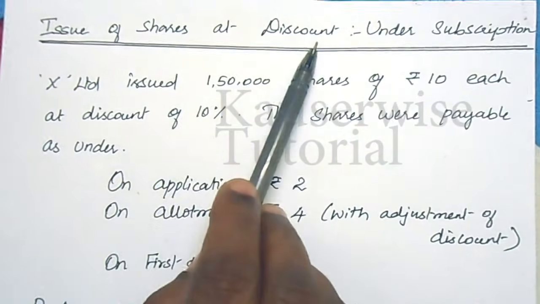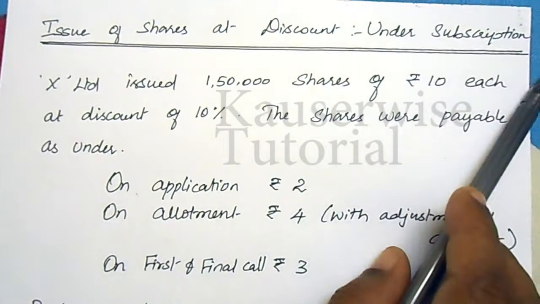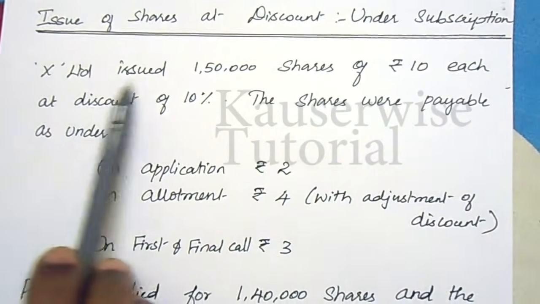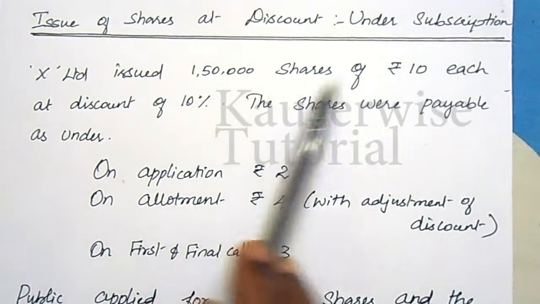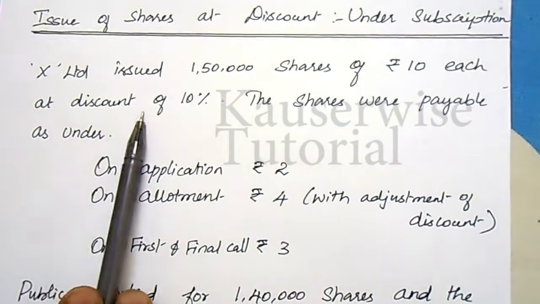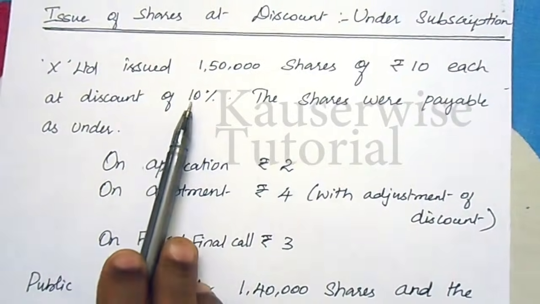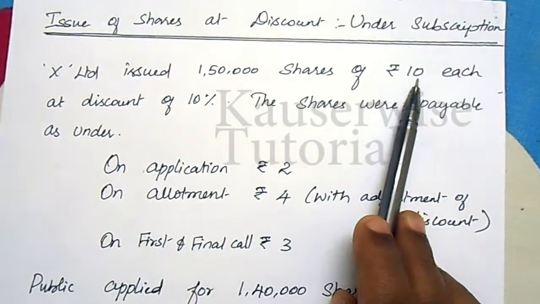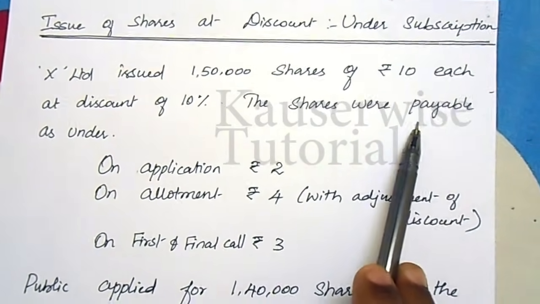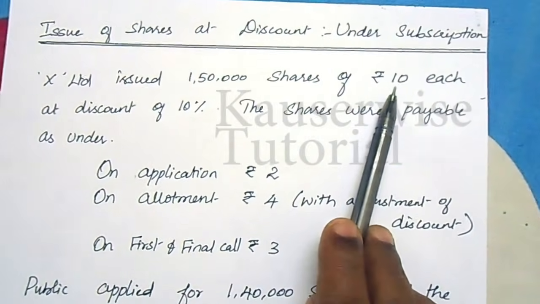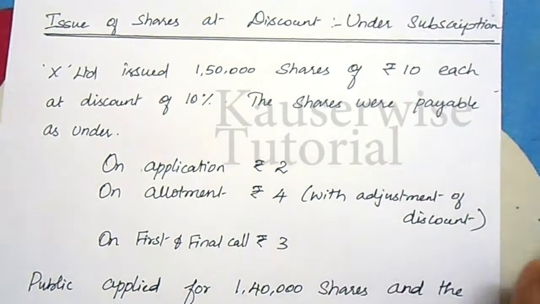Issue of shares at discount when under subscription. See the problem. X Limited issued 1,50,000 shares of rupees 10 each at a discount of 10%. 10% on 10 rupees is 1 rupee. Then the issue price is 9 rupees. That is 10 rupees minus 1 rupee is equal to 9 rupees.